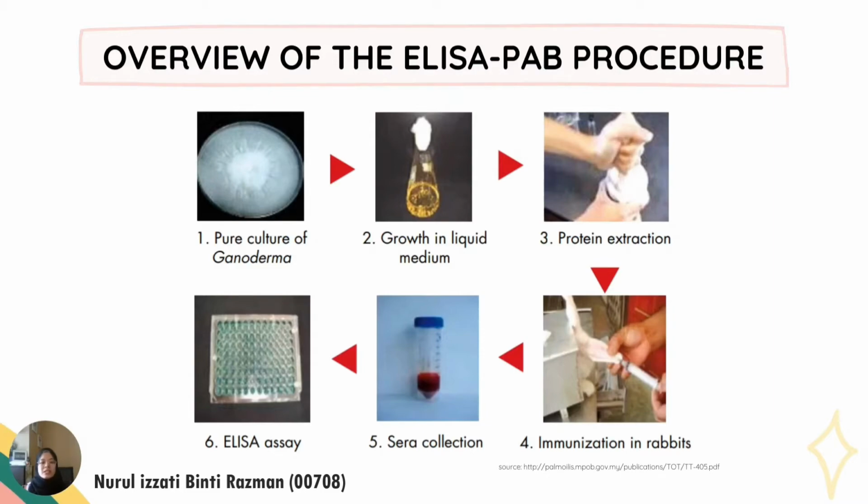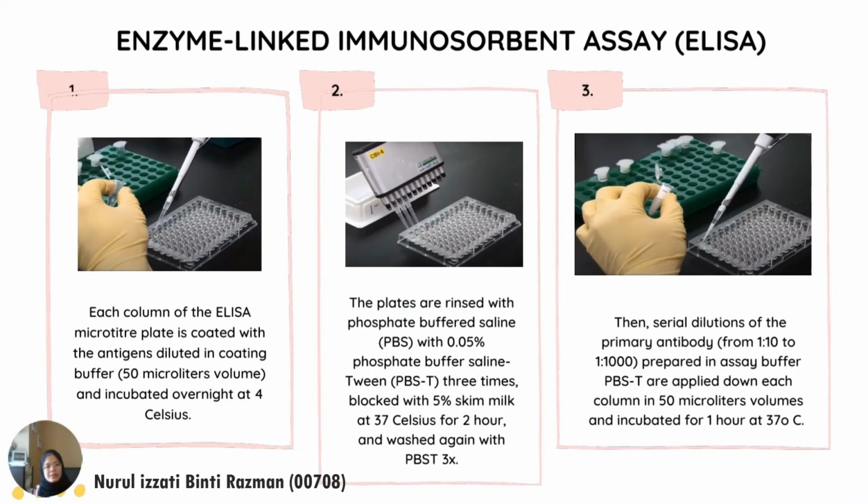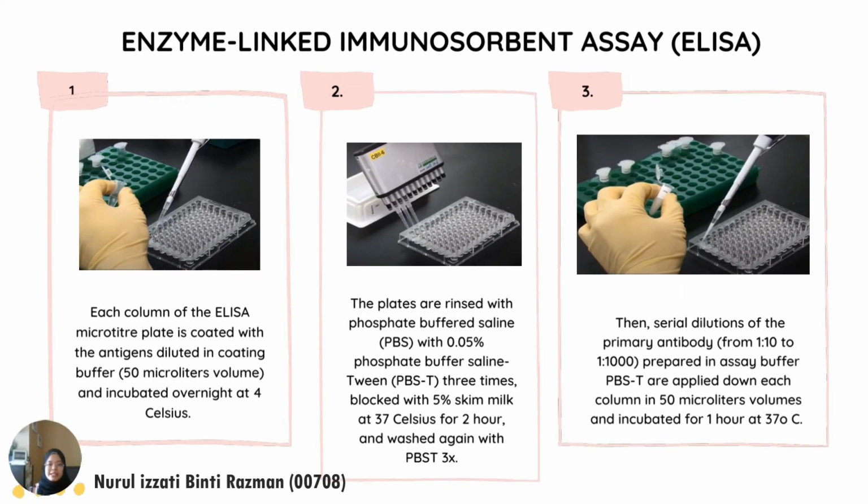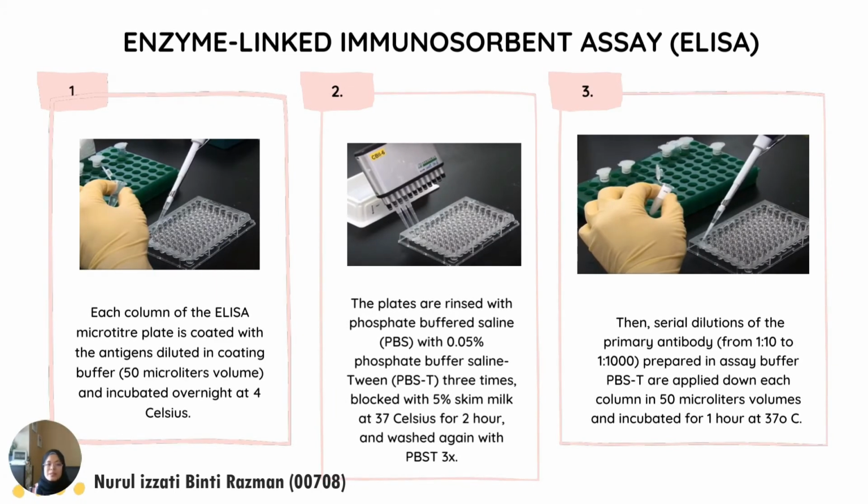Fifth, sera collection. And finally, ELISA. So, how does enzyme-linked immunosorbent assay with polyclonal antibody work in diagnosing Ganoderma disease? First, each column of the ELISA microplate is coated with the antigens.